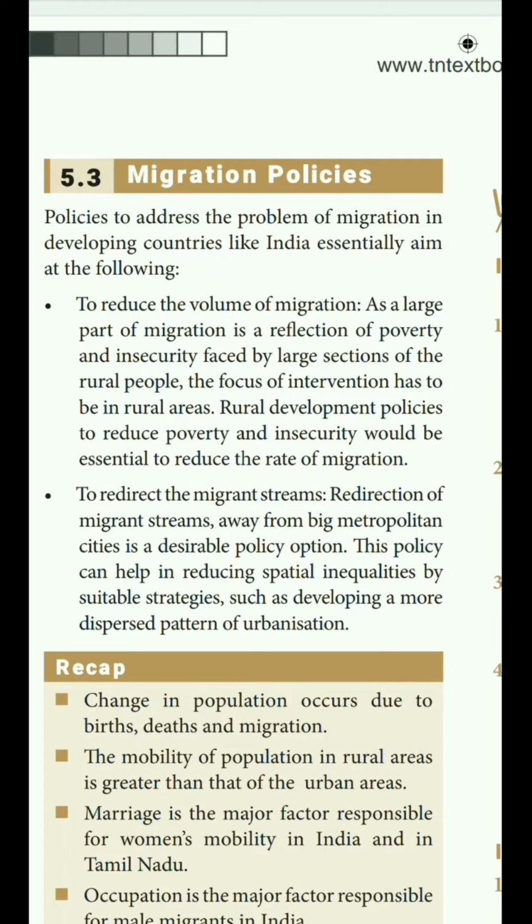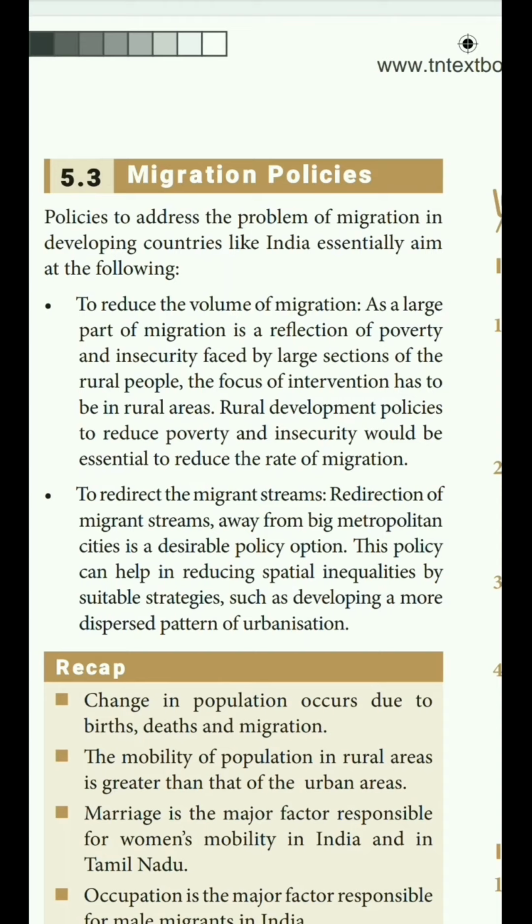So the first important aim of migration policies is to reduce the volume of migration. Where it happens means mostly in rural areas. Why it happens means because of the insecurity and poverty.